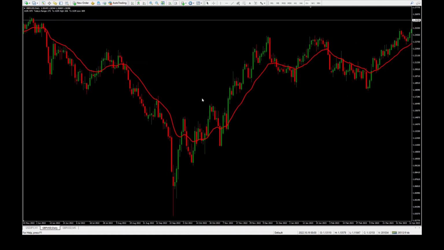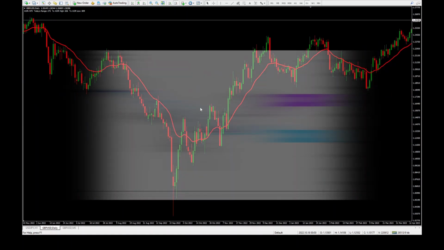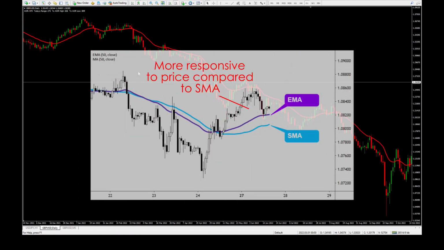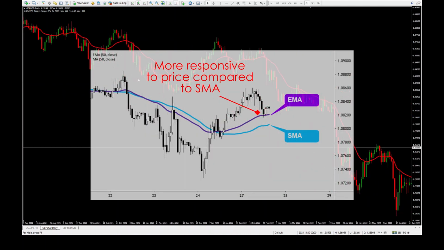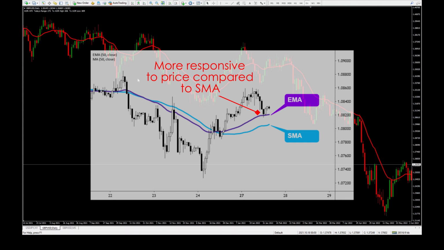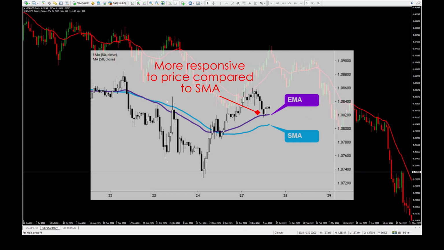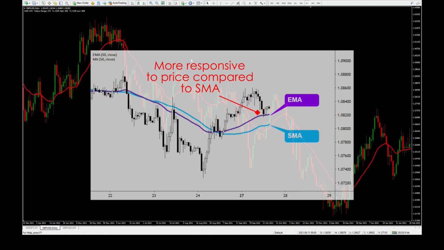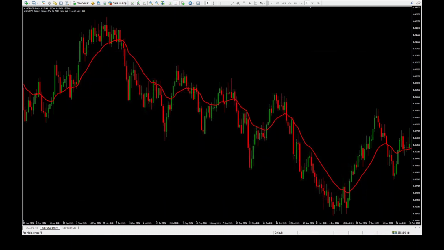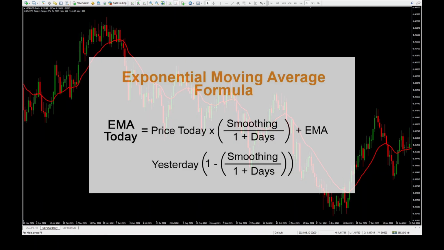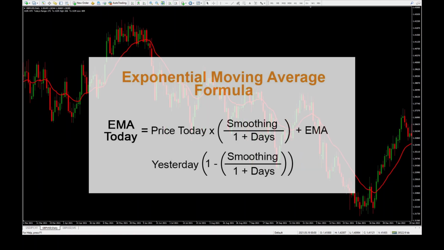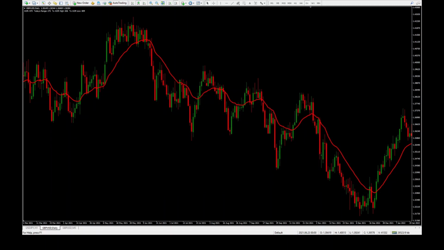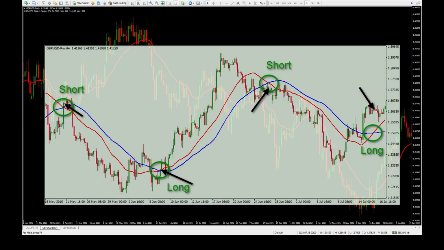First, let's start with the basics. An exponential moving average is a type of moving average that places more weight on recent price data. This means that exponential moving averages are more responsive to changes in price and can provide more timely signals than simple moving averages. The exponential moving average formula also gives more weight to the most recent price data, which is why it's called exponential.